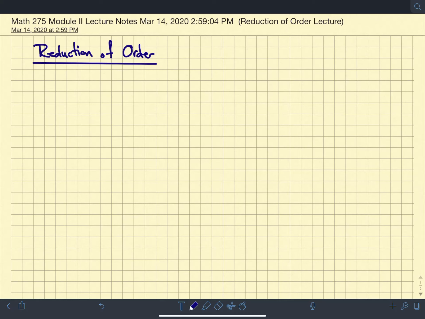For this lecture, we'll be talking about the first method of solving constant coefficient differential equations before we introduce you to the characteristic equations. This lecture is about reduction of order. And for the sake of simplicity, I'll be talking about a second order differential equation.